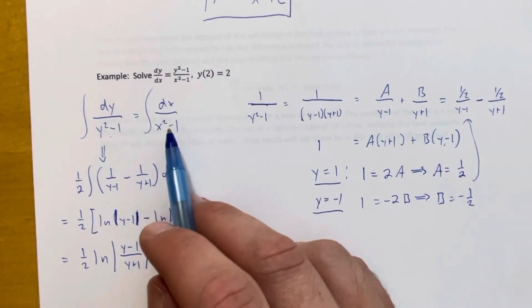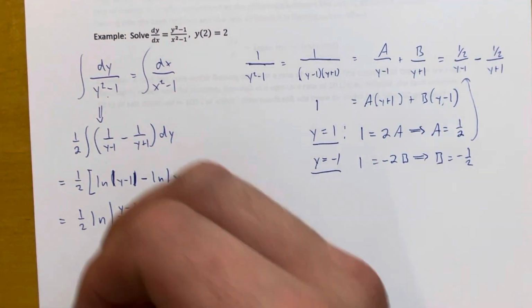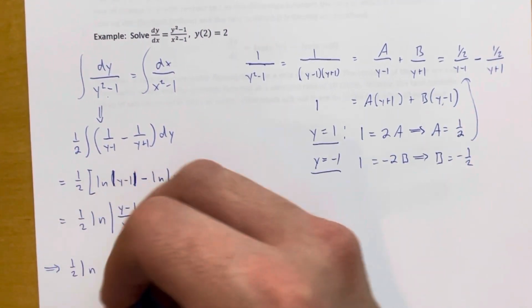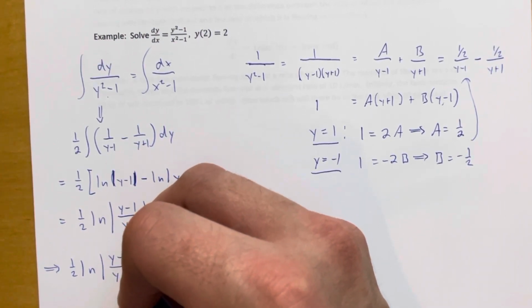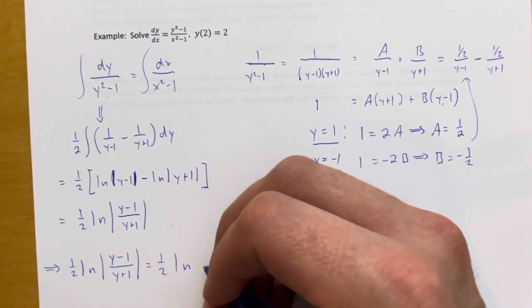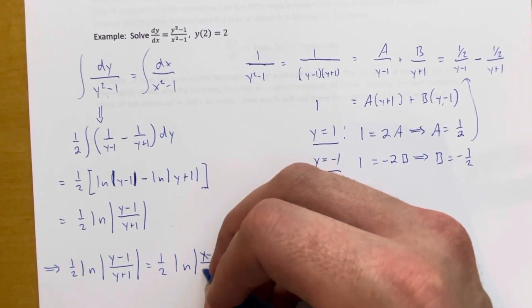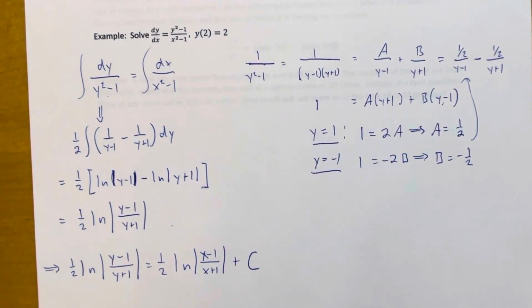If I did the same steps on this right-hand integral, I'll get the same thing, except I'm going to have x's where I have y's. So this is going to tell me that 1/2 times the natural log of the absolute value of y minus 1 over y plus 1 is equal to 1/2 times the natural log of the absolute value of x minus 1 over x plus 1 plus c.